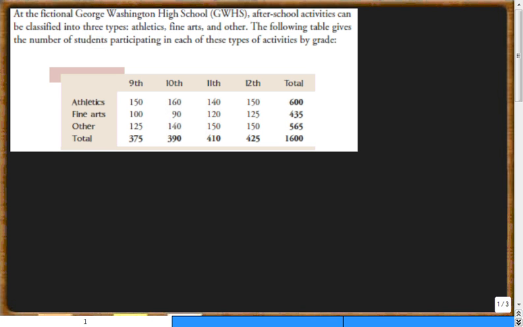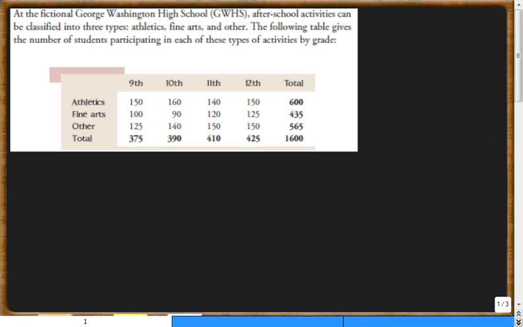Okay, so let's look at some different problems that we could make from using conditional probability. Our first example says that at the fictional George Washington High School, after-school activities can be classified into 3 types, either athletics, fine arts, or other. The following table gives the number of students participating in each of these types of categories by different grades. So let's say just a regular probability, and how they differ from each other.